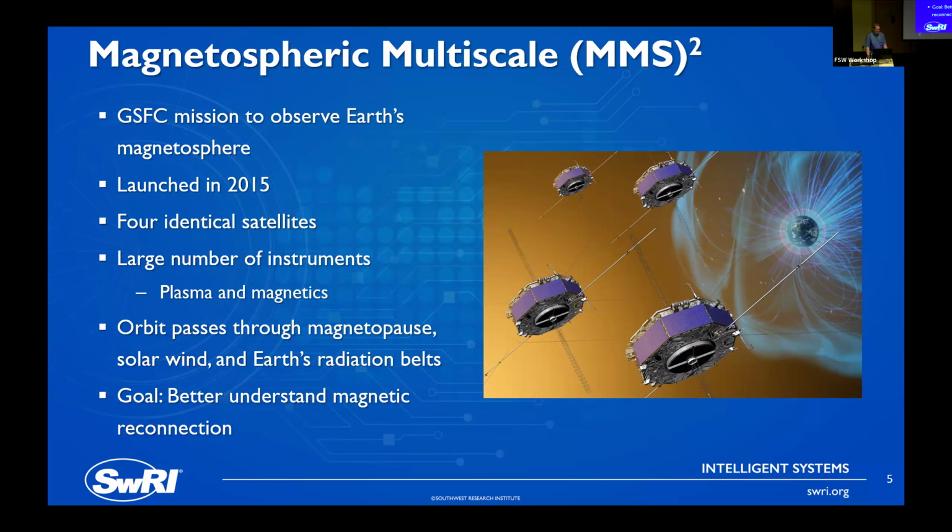There are 4 identical satellites, and with a spacecraft this big, there's a large number of instruments. The instrumentation on board are plasma and fields instruments, mostly for studying the goal of the project, which is to understand magnetic reconnection. So it has a very broad goal. The orbit passes through the magnetosphere, it passes through the solar wind, and it also passes through the Earth's radiation belts.